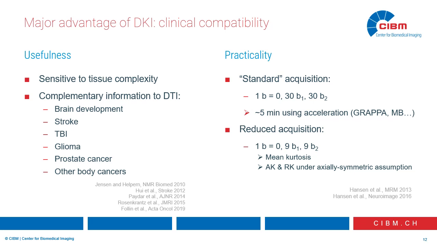It's extremely useful because it's sensitive to tissue complexity and provides complementary information to DTI in a variety of applications that I've listed here. And it's also very practical. So the standard acquisition would be 1 b0 and then maybe 30 directions on 2 different shells. This can now be easily achieved within 5 minutes on a clinical scanner using acceleration such as GRAPPA and multiband.